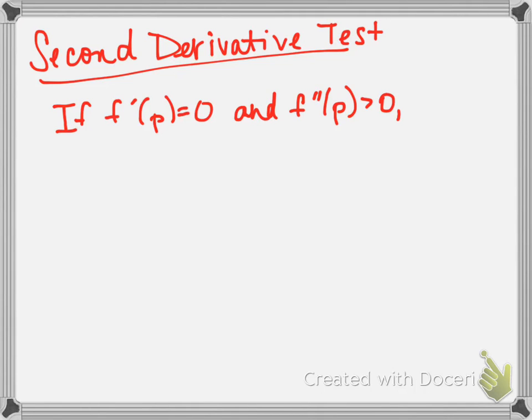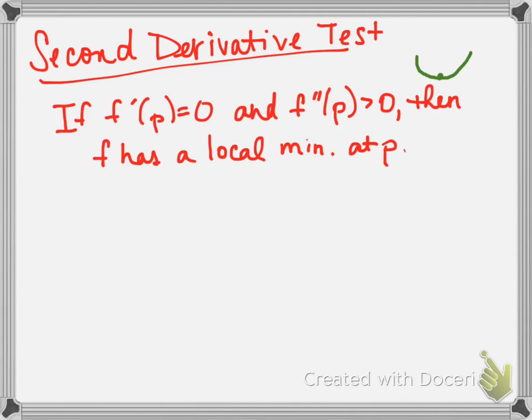So what does it say? It says if f prime of p equals 0 and f double prime of p is greater than 0, then what can we expect? Well, let's just sort of draw this situation. The first derivative is 0 and the second derivative is greater than 0, which means that it's concave up. So we have a concave up, and our first derivative is 0, so what do you think is going to happen? Well, f has a local minimum at p. So if you're ever confused about which one it is, just draw yourself a picture. It means we're concave up, so we've got a local minimum.